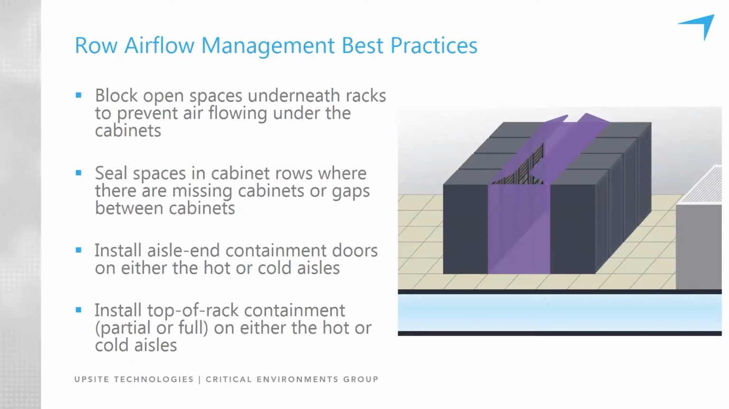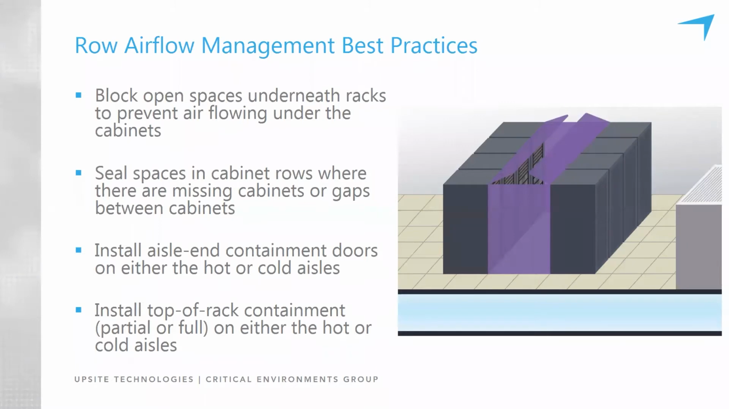So these 4 bullets represent the key best practices for row or aisle level airflow management. We'll get into much greater detail on each of these on some of the subsequent slides, but I wanted to do a quick overview right now. So the first thing is blocking off open spaces under the racks. Cabinets are often delivered with casters and levelers to aid with initial deployment. So if your cabinets have casters and levelers, then by default, you'll end up with a gap between the floor and the bottom of the rack, and blocking this gap is what we're referring to here.